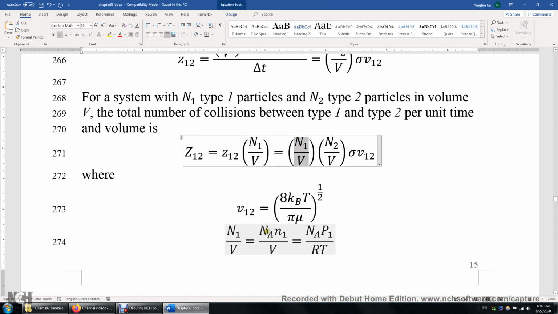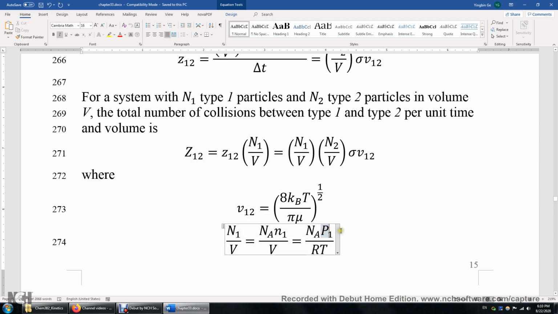N1 over V can be expressed as the Avogadro constant times the number of moles of type 1 over V, and n over V is simply P over RT. So you can also write this N1 over V as a function of the partial pressure of type 1 and temperature. So by looking at this, if I ask you this question, when temperature increases, how does this uppercase Z12 change? It's actually a tricky question.